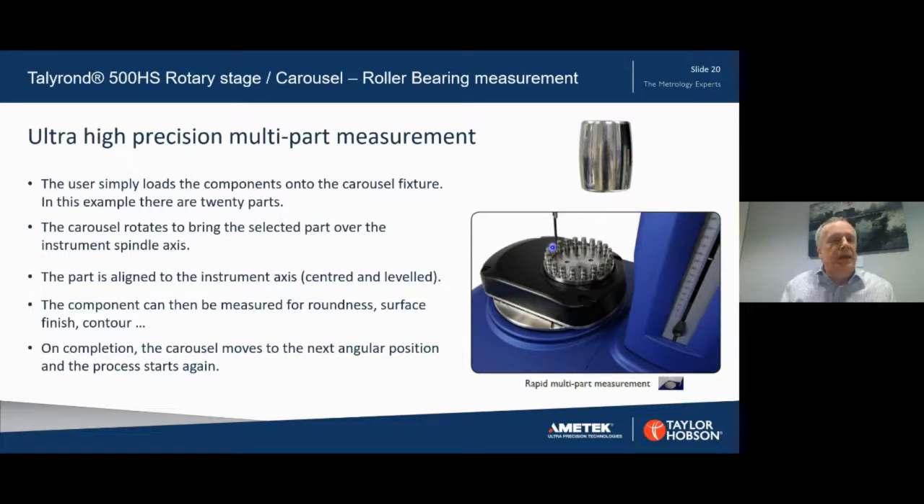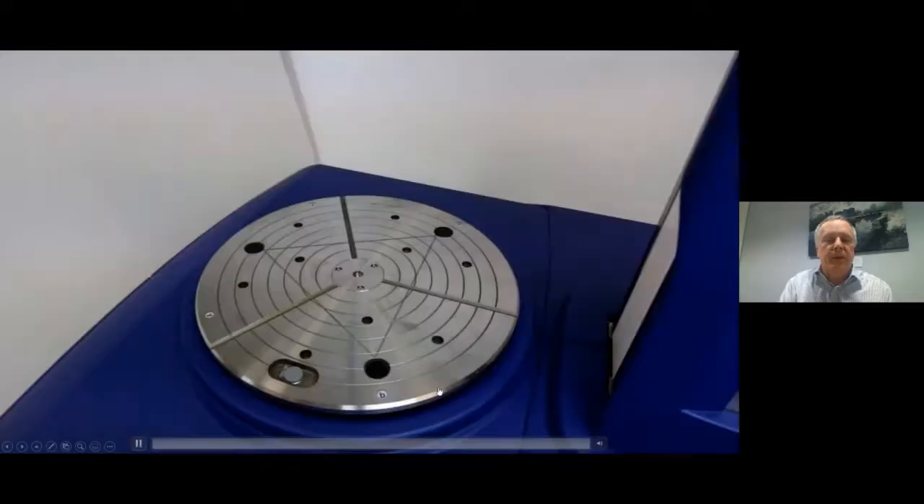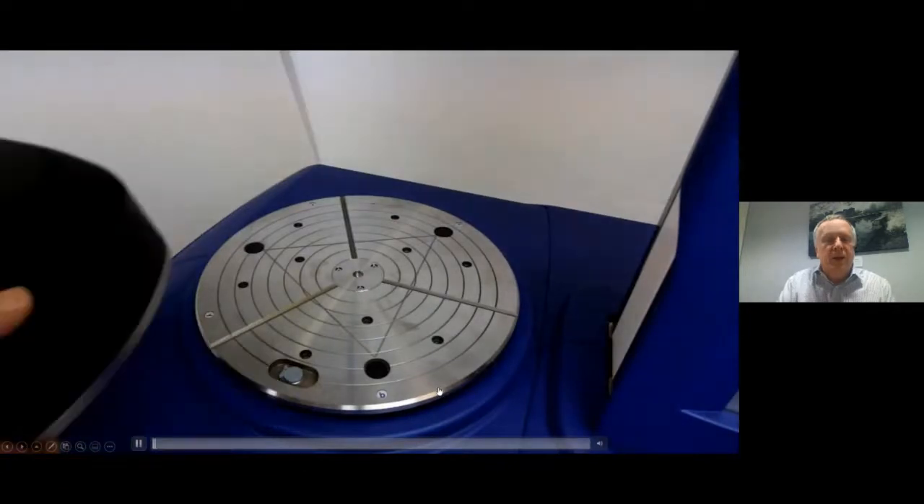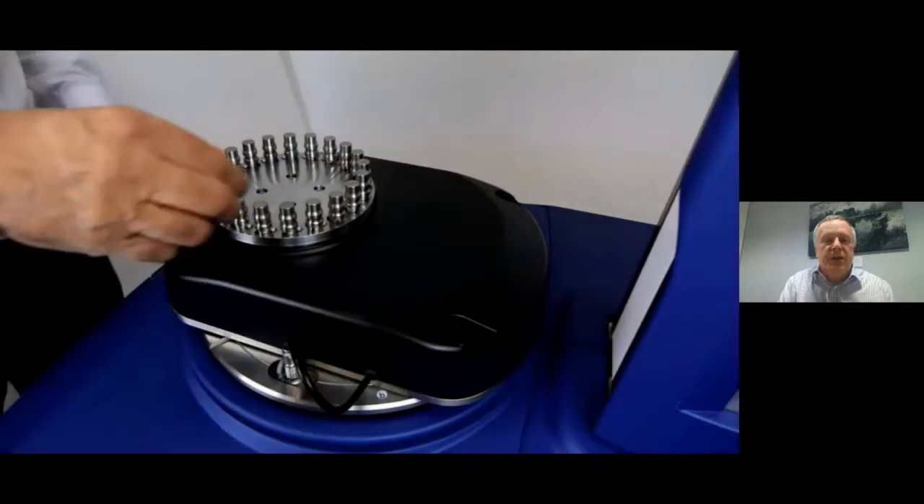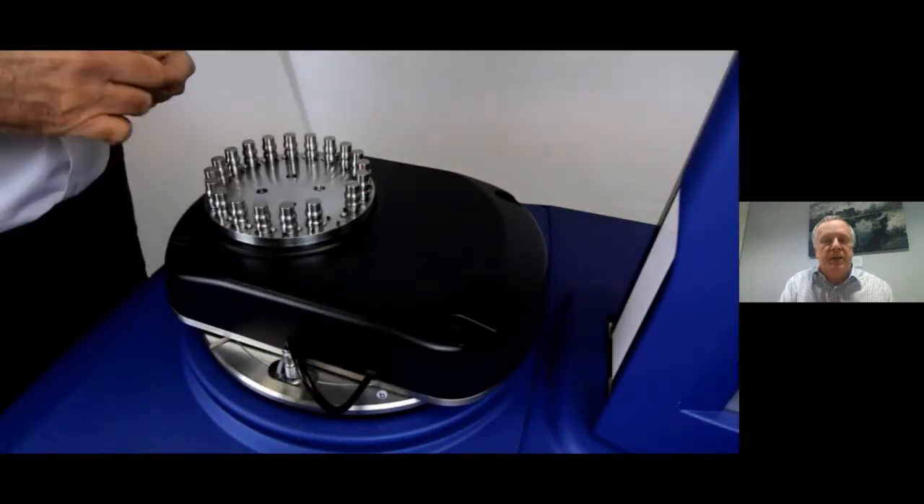And then that is aligned to the instrument axis and centered and leveled to the instrument axis. And then the component can be measured for roundness, surface finish, contour, and so on. And on completion, the carousel moves to the next angular position and the process starts again. So we'll have a look now at that, just a short video of that. So the carousel can be put on or taken off as required. It's plugged in. There's 20 parts there that can easily be loaded into this fixture.